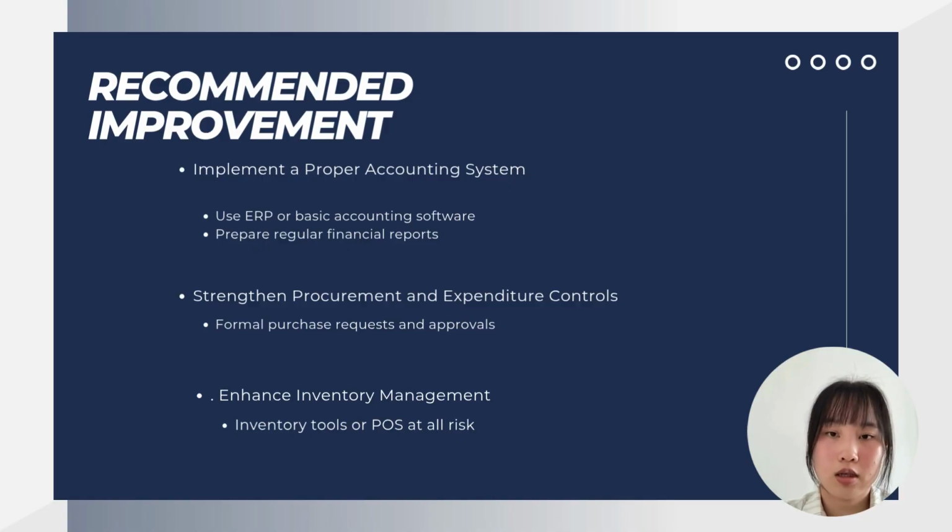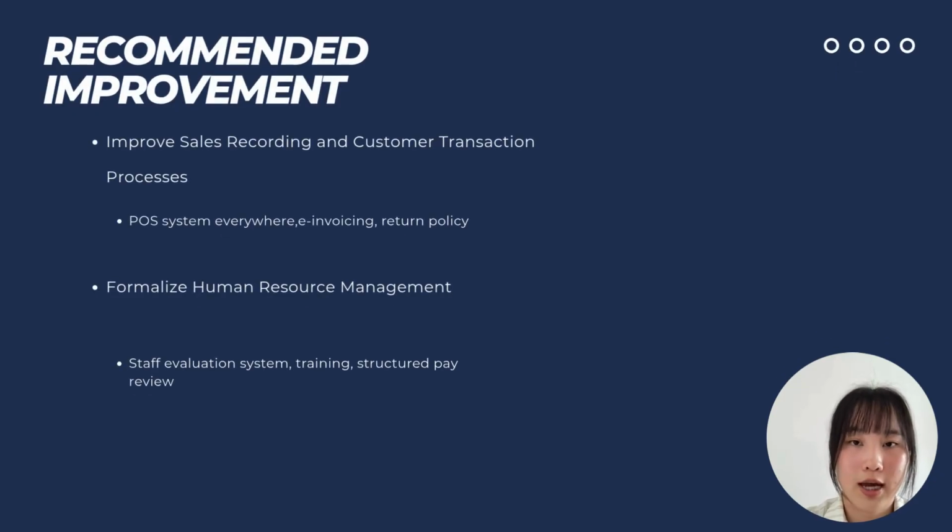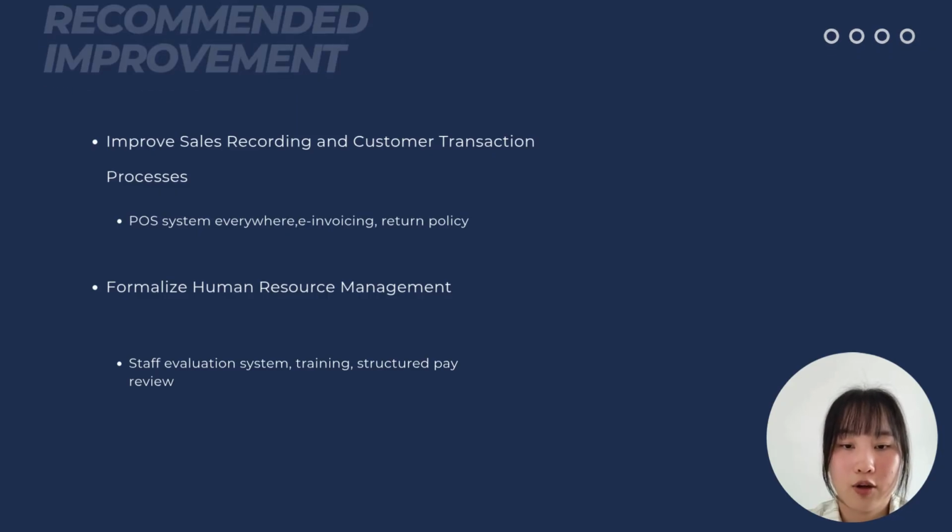Number one, use a proper accounting system like ERP or basic accounting software. Number two, strengthen procurement and expenditure controls. Number three, enhance inventory management. Number four, improve sales recording and the customer transaction process using e-invoicing and a return policy. Last one is formalize human resource management, develop a staff evaluation system, training, and structured pay review.